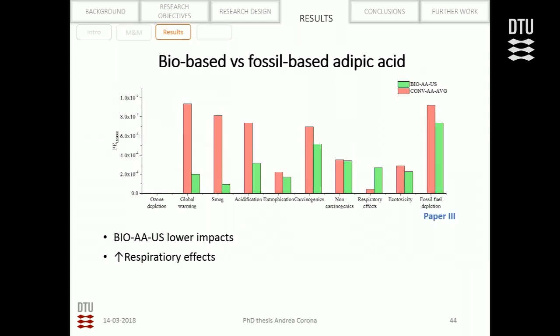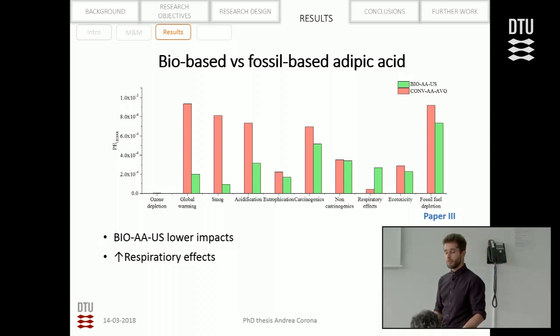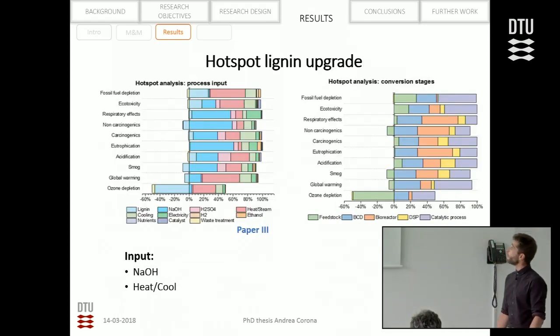The first result is shown in this figure and is the assessment of the bio-based versus the conventional, fossil-based adipic acid. As you can see from the graph, the bio-based adipic acid has a lower impact across almost all impact categories, except for respiratory effect, and this is due to the production of sodium hydroxide, which is used in the conversion to depolymerize the lignin.